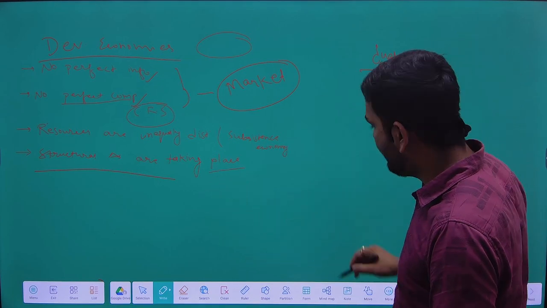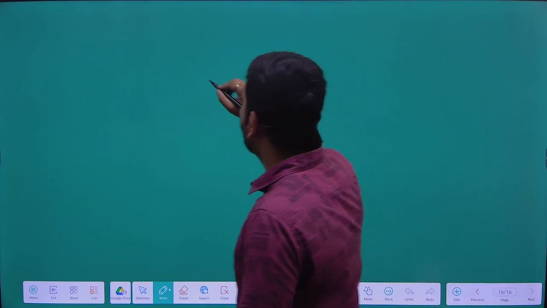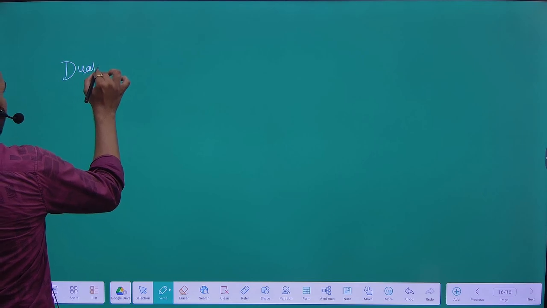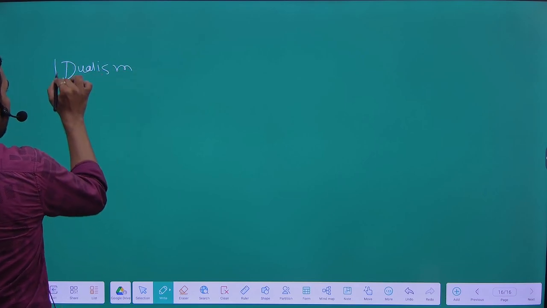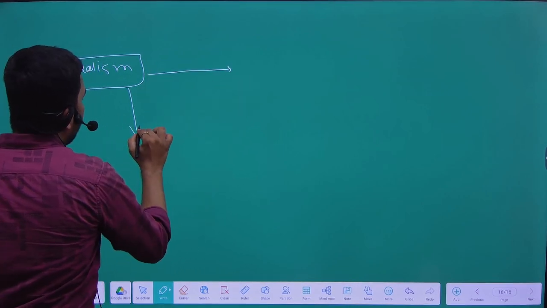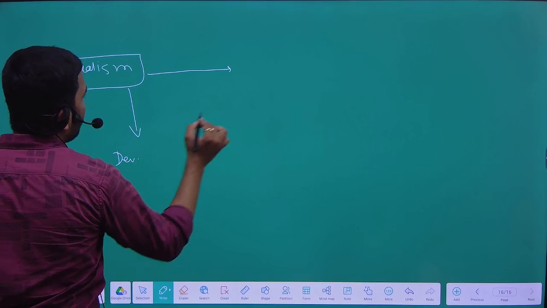Next, just for a point, you write it down: dualism. So what is dualism? Basically, you have a two-society structure, one developed, one developing.